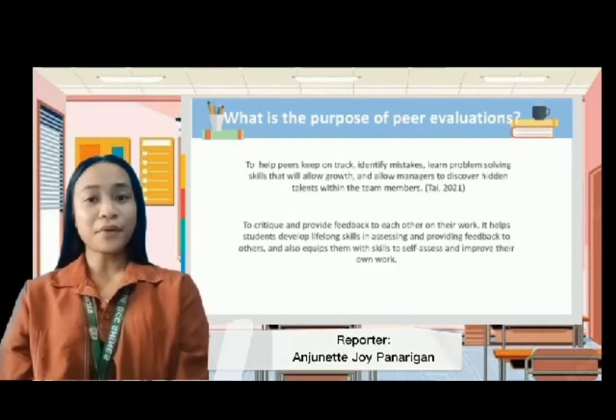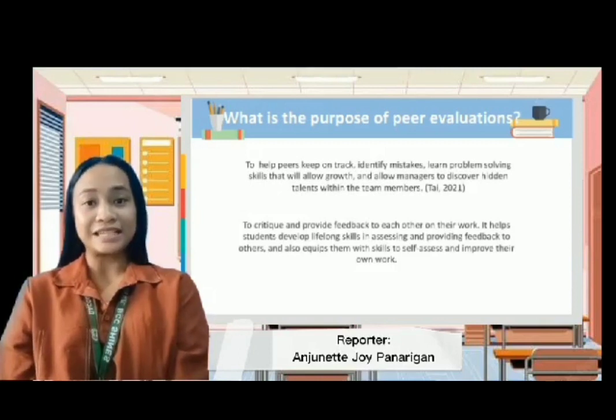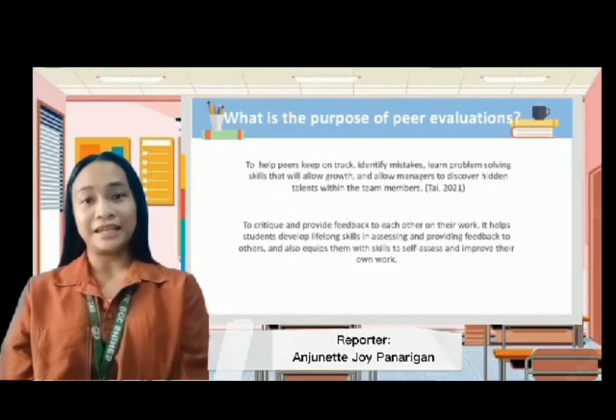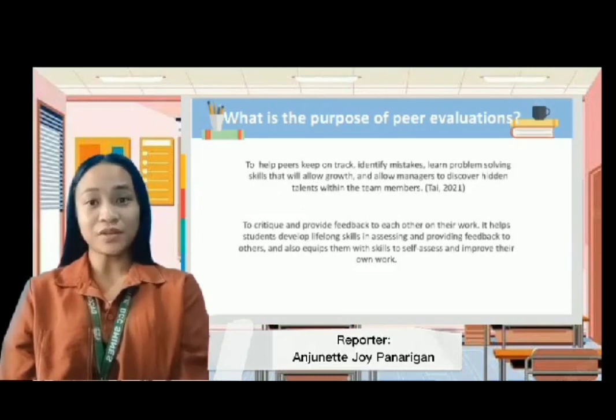Another is peer evaluation allows everyone to be the judge, or to be the one who will criticize his or her peers' performance or output. It will give the evaluator the opportunity to practice his way of judging a product or performance, and at the same time will help the one being evaluated to be knowledgeable about his or her performance, the strengths or the weaknesses.